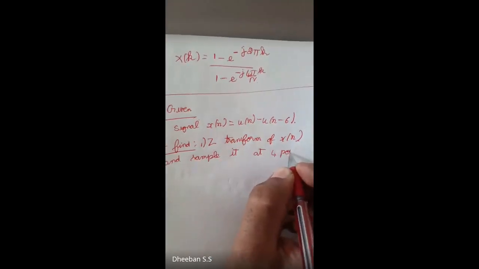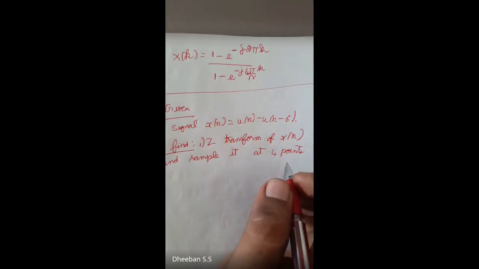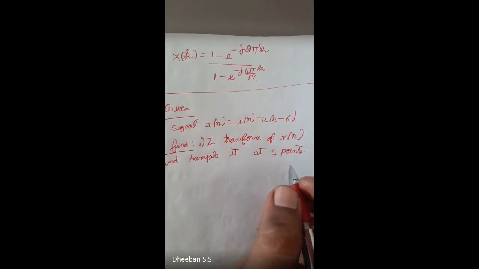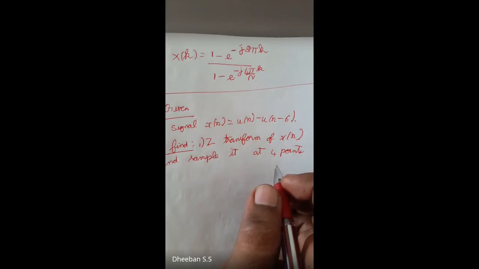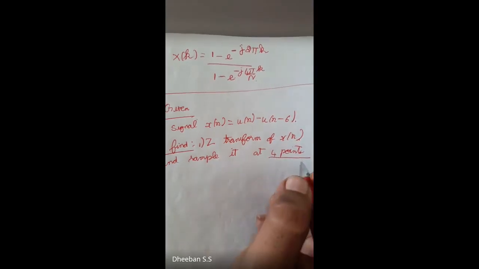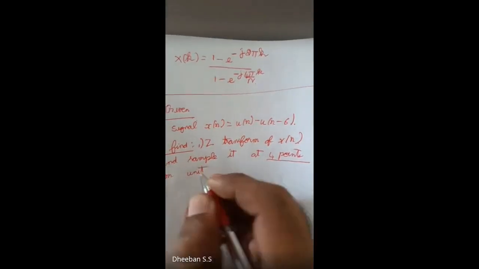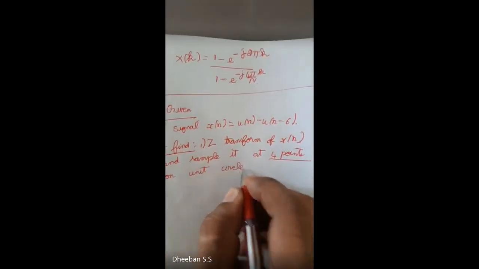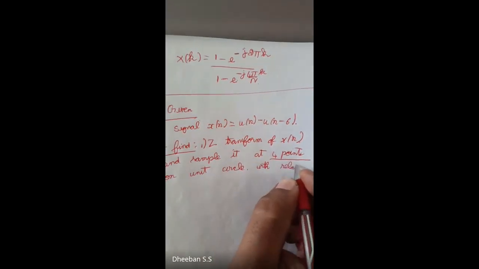As I have said, the main difference between DTFT and DFT is that in the DTFT you will be finding the Z transform along the unit circle, but in your DFT, you will be sampling with an equal number of samples. Here they are giving the number of sample points as 4 points, on the unit circle, with a relation.